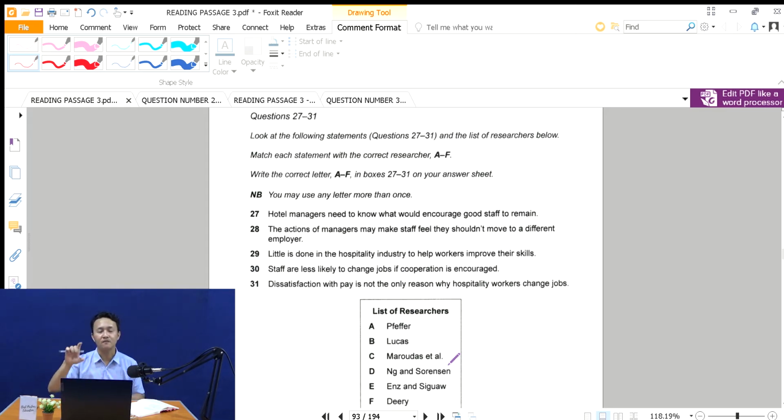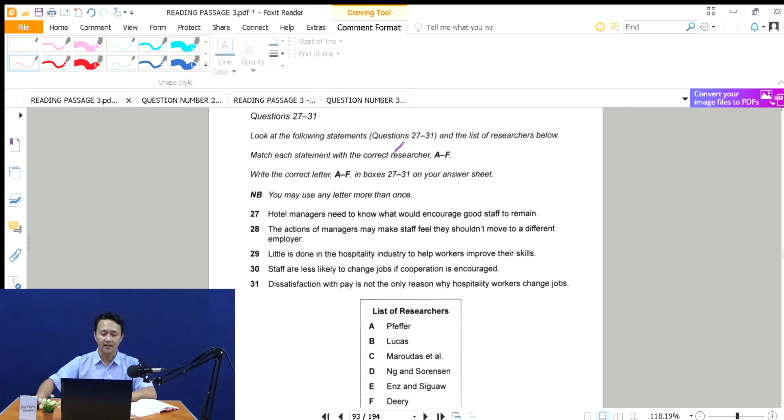Now I will explain what you have to do to answer all questions in the matching features question item. Step number 1, read the instruction. Why do we have to read the instruction? Let me tell you, the instruction will tell you what answer you have to write on your answer sheet.